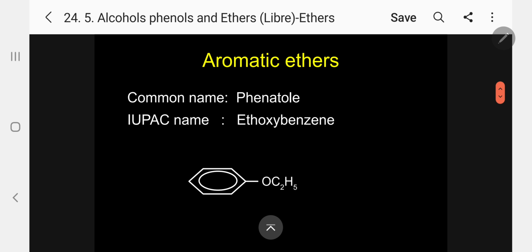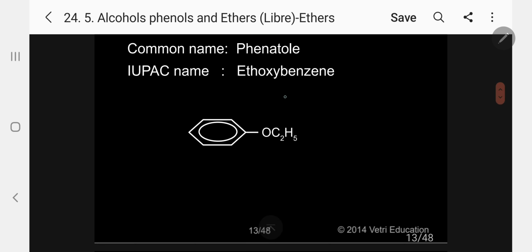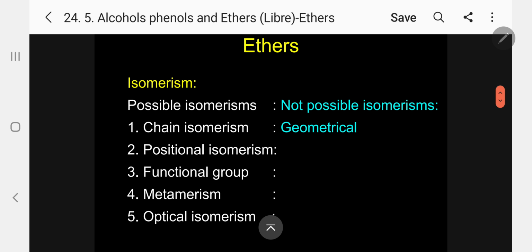Then another, the aromatic ether, common name phenetole or ethoxybenzene. This is alkyl ether. Both are alkyl ether. So next, the unit I can go for isomerism. What is isomerism? We have defined many times.